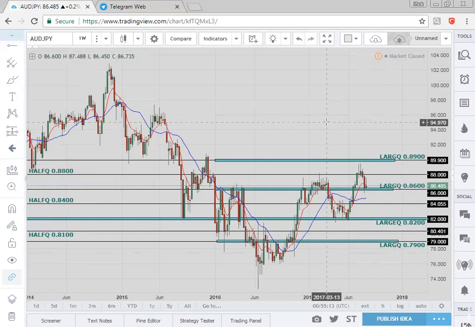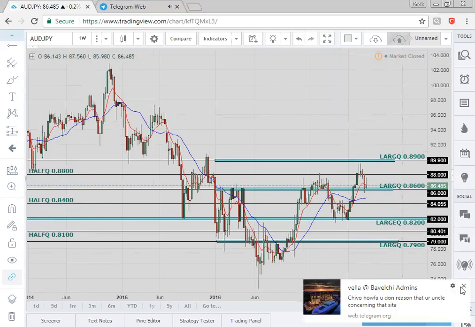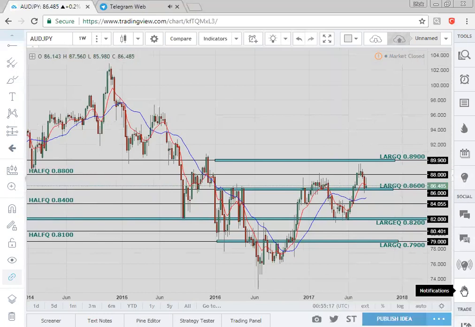You understand? That's if it's an uptrend. If it's in a downtrend, it will move more in your favor to sell. So you have to take note of these things.